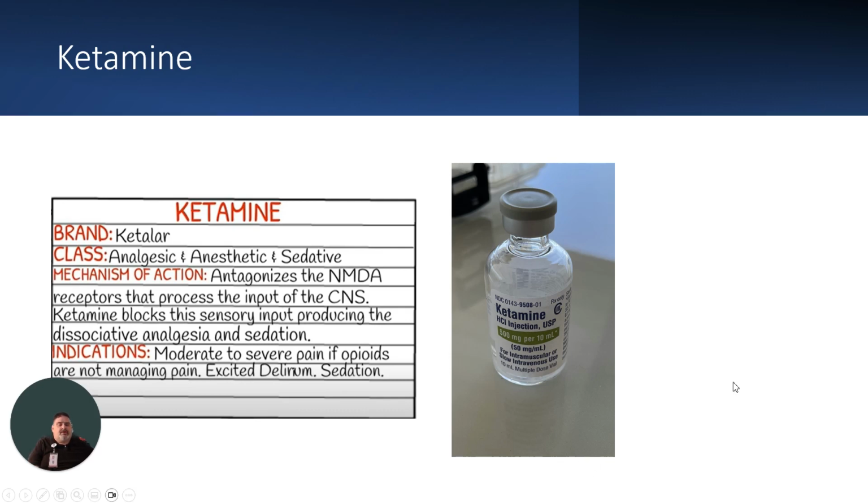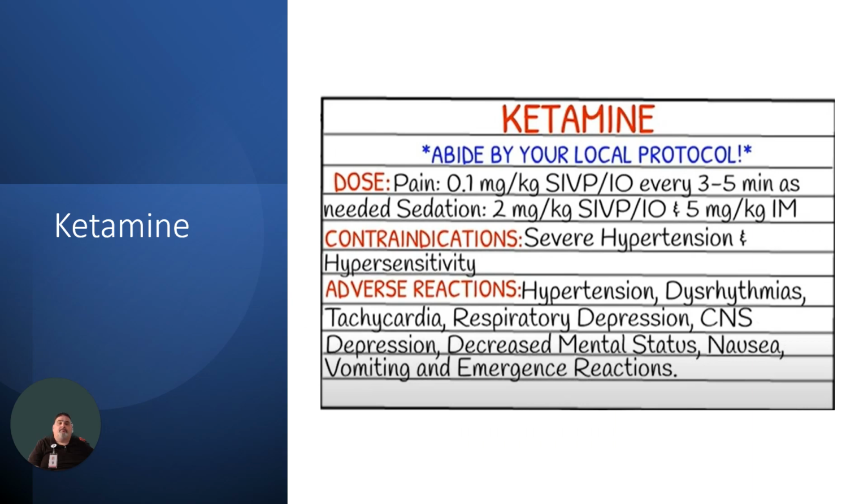Now, this picture here shows ketamine in the way that we're currently getting it and currently carrying it. 500 milligrams in 10 milliliters. So that gives you 50 milligrams per milliliter. It is a class 3 medication and needs to be treated as such. Ketamine for pain, a rounded dose of 0.1 milligrams per kilogram, and we're going to look at this in depth in a second. Every 3 to 5 minutes as needed. Sedation, you're looking at 2 milligrams per kilogram, or 5 milligrams per kilogram if you have to give it IM. All right. Contraindications.